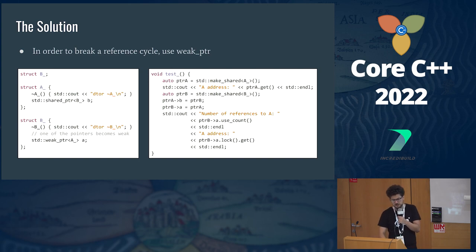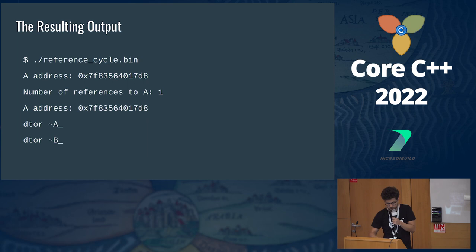And on the right side, we have this test function that creates all this setup with the reference cycle, prints the number of usages just for information, and also prints the pointer of A that we're pointing to. And voila, both constructors are being called. So we kind of fixed the issue, right? Now it's good. But the question is how to use the weak pointer.